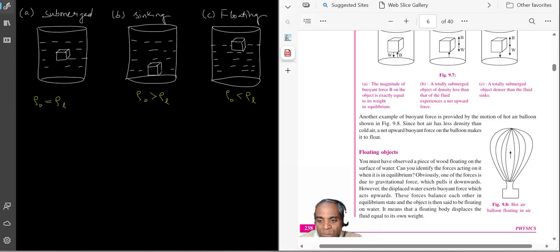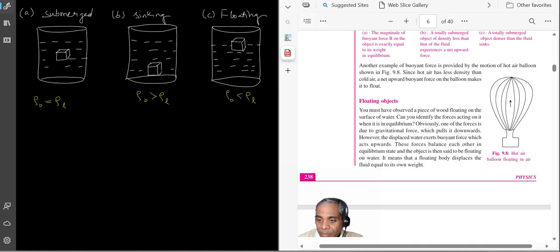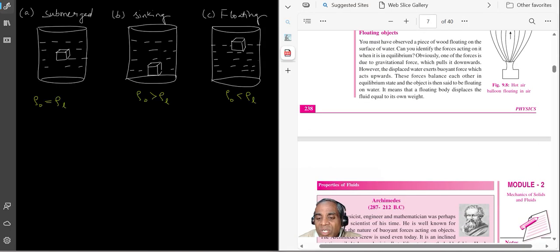If a balloon is stable at a certain height, that means both these forces are balanced and the situation turns to situation A, submerged. When somebody wants to come down and the balloon has to land, they will make the weight of the balloon greater so that it is greater than the buoyant force, but not very high, only marginally, so that the balloon descends slowly to the ground. So this is the concept of buoyancy and the floating objects. Hope you have understood this.